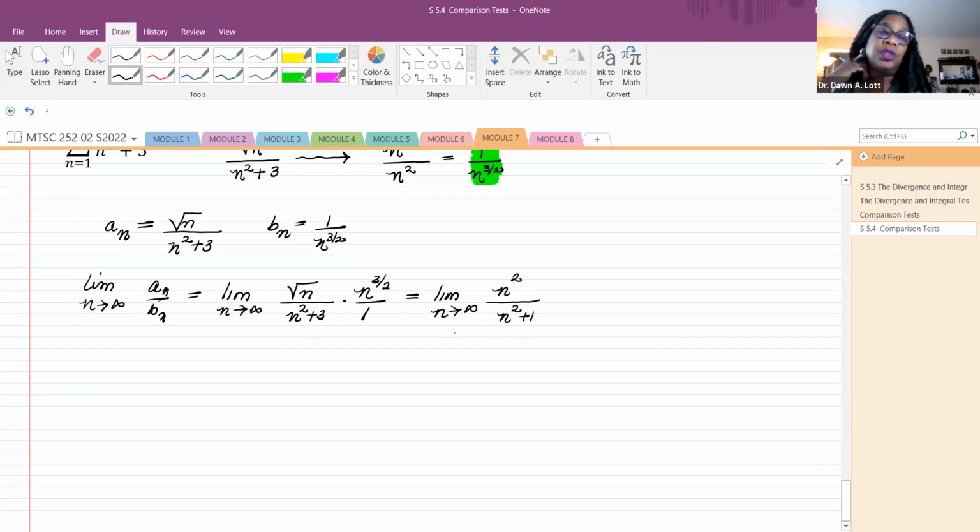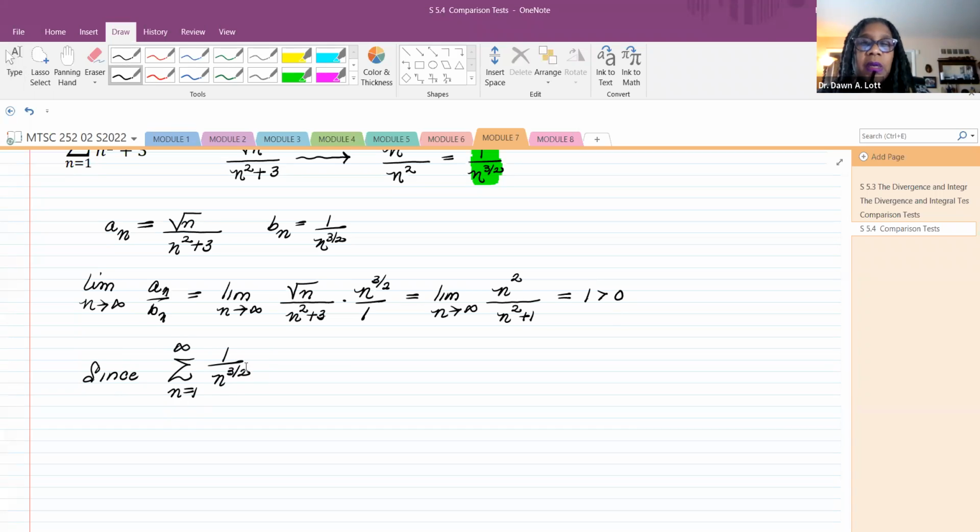Okay, so what I need you to do is prove to yourself that that limit is 1. So that's my L. All right. So since the summation n equals 1 to infinity of 1 over n to the 3/2, does this series converge or diverge, and why? Quickly, we are out of time. This series converges. P series. P equal to 3/2.